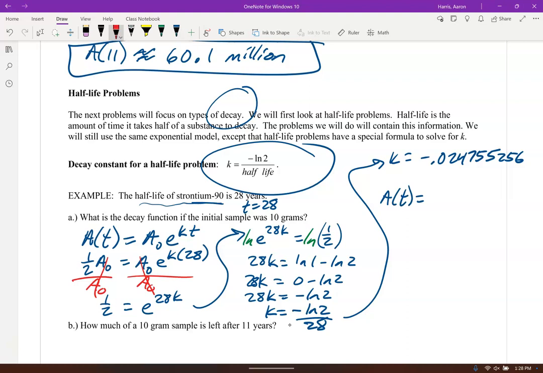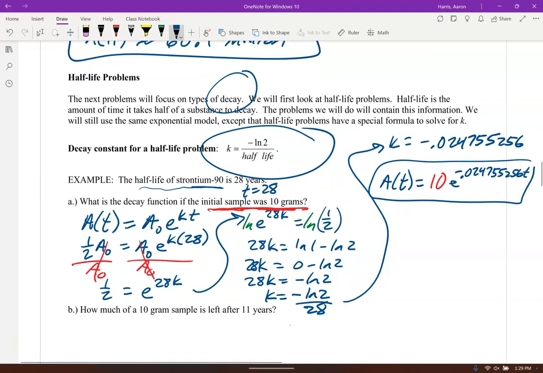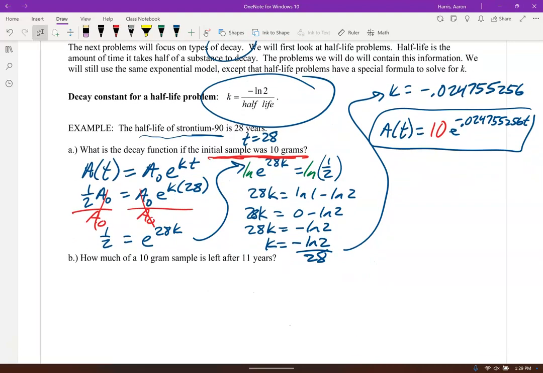So now they ask us, what's the decay function if the initial sample was 10 grams, so A sub 0 is 10 grams, and now we have our K, negative 0.0247555256 T. And now we can use that to figure out how much of a 10-gram sample is left after 11 years. After 11 years, using this, how much would I have left?